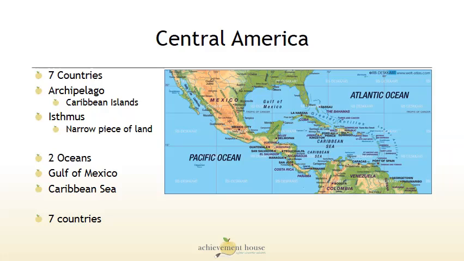Now let's look at the physical map of Central America. There are 7 countries. There's the archipelago of the Caribbean islands. Remember, an archipelago is a chain of islands. And the isthmus, which is a narrow piece of land that connects North America and South America. It's bordered by 2 bodies of water, the Gulf of Mexico and the Caribbean Sea. And there are 7 countries that make up the mainland of Central America.